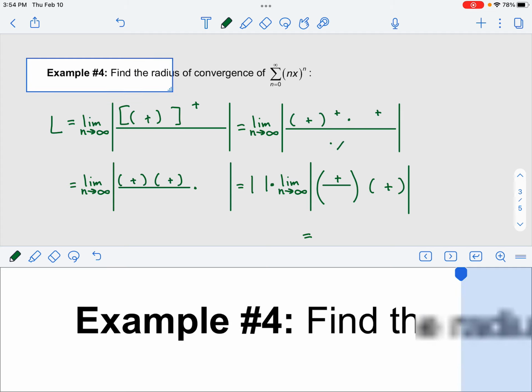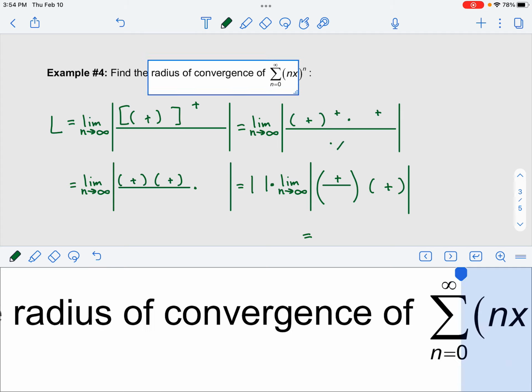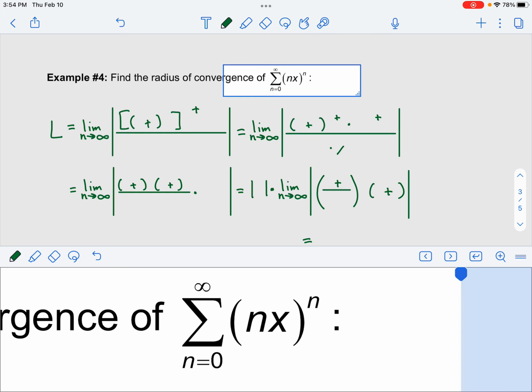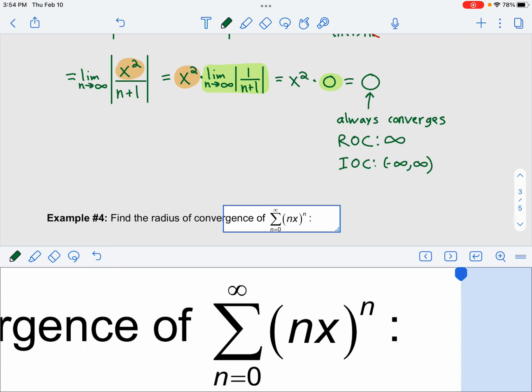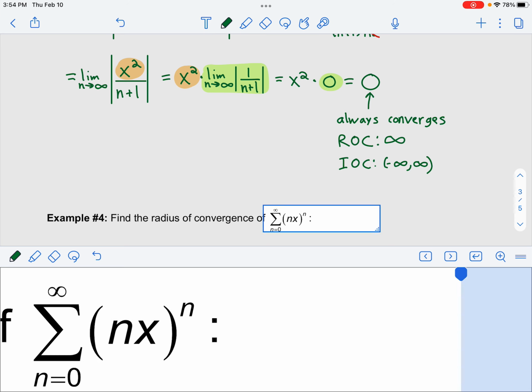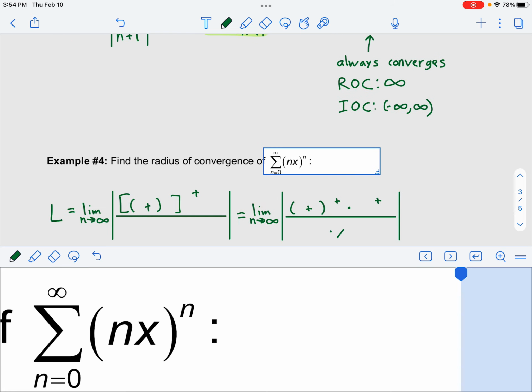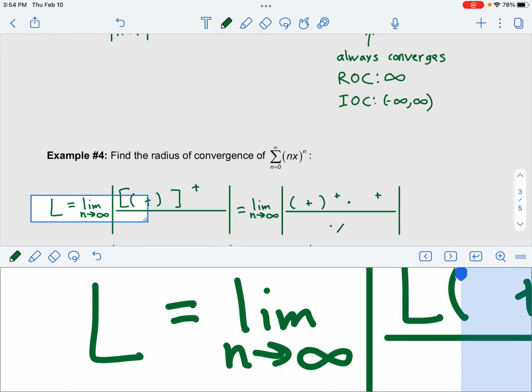Two more examples. Example 4 says find the radius of convergence of this series. Starting at 0, going to infinity again, of the quantity n times x to the nth power. Okay, so we're going to set this up the same way we did the last few. So L is going to be the limit as n approaches infinity. I hope you've copied and pasted that part by now because it's going to come up quite a bit.